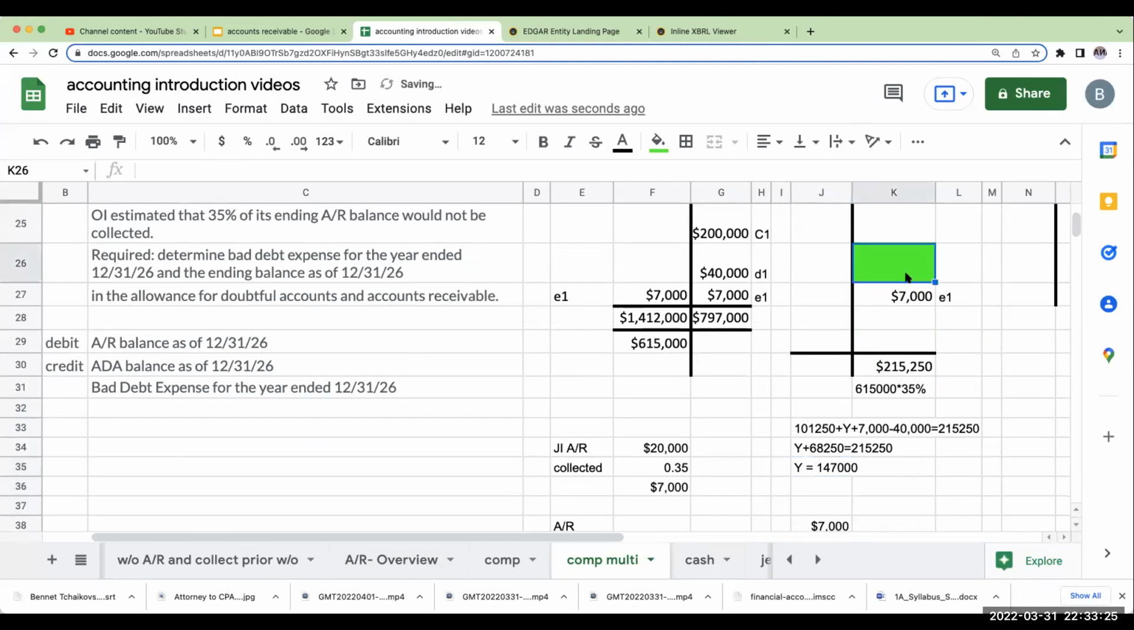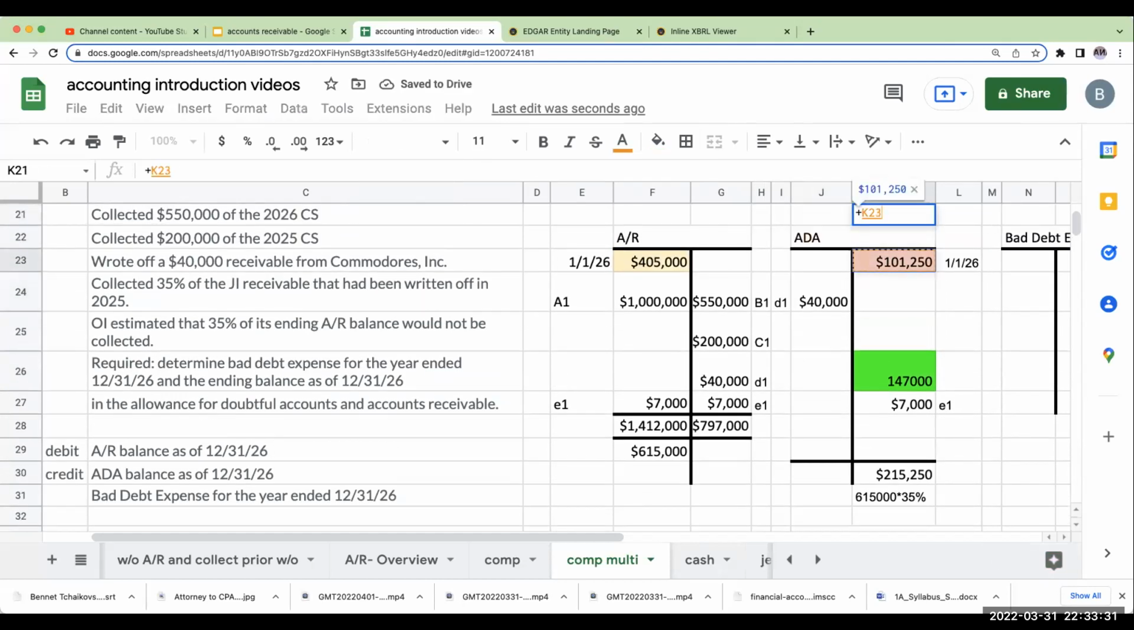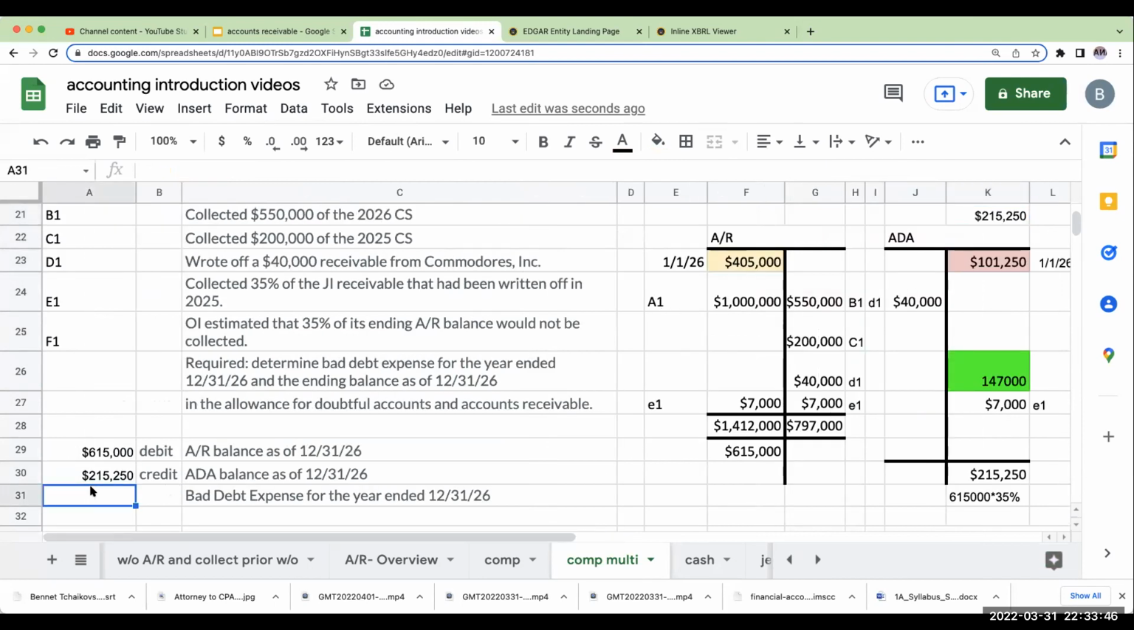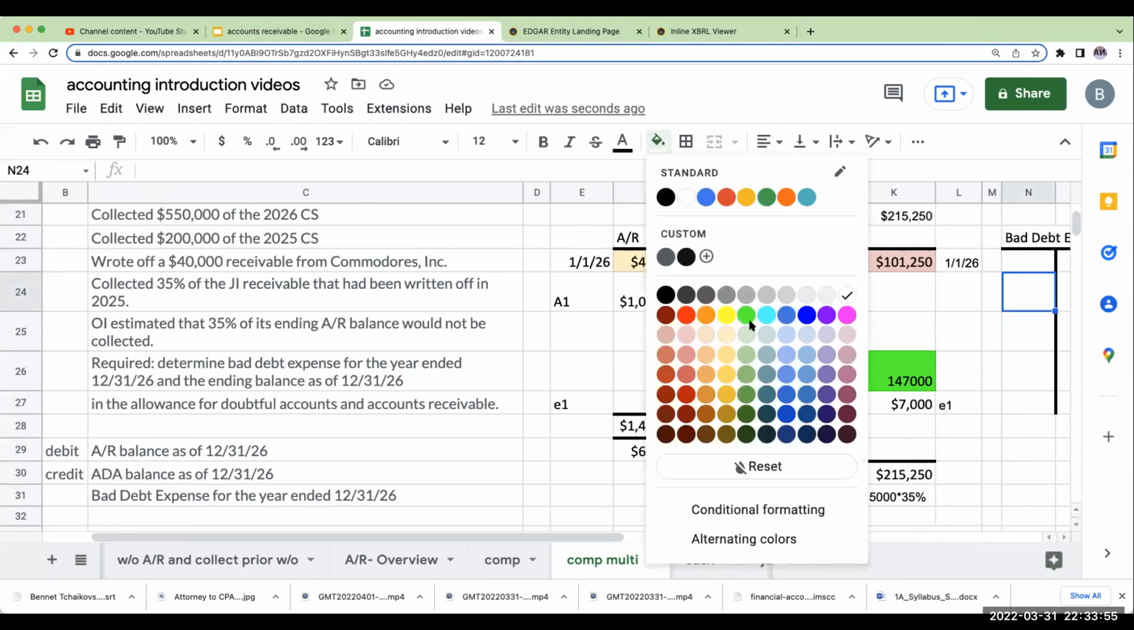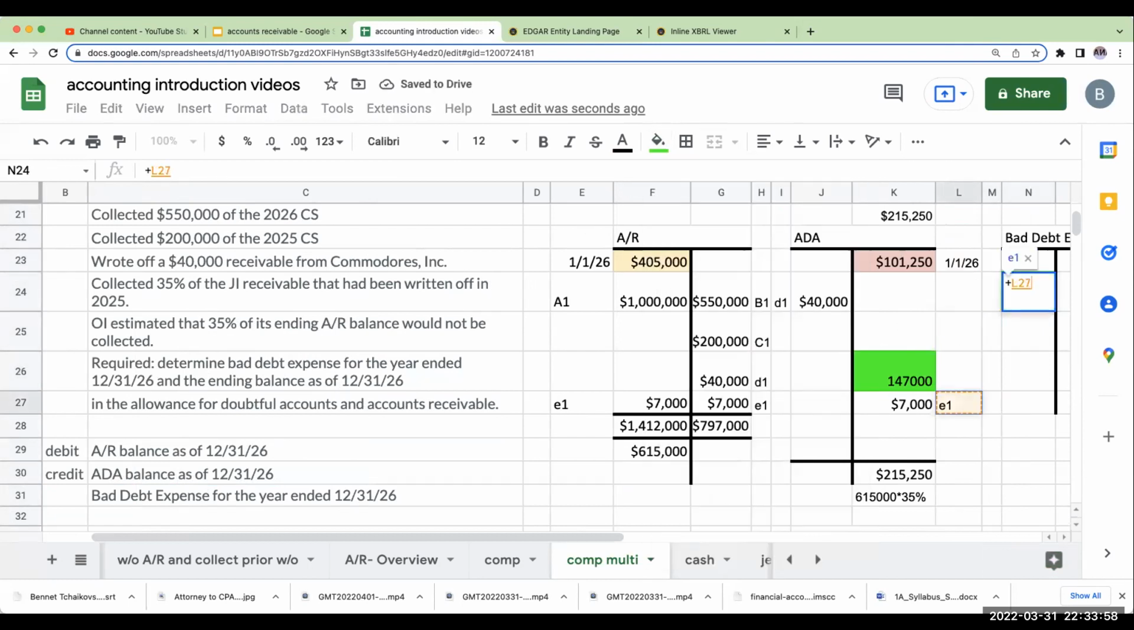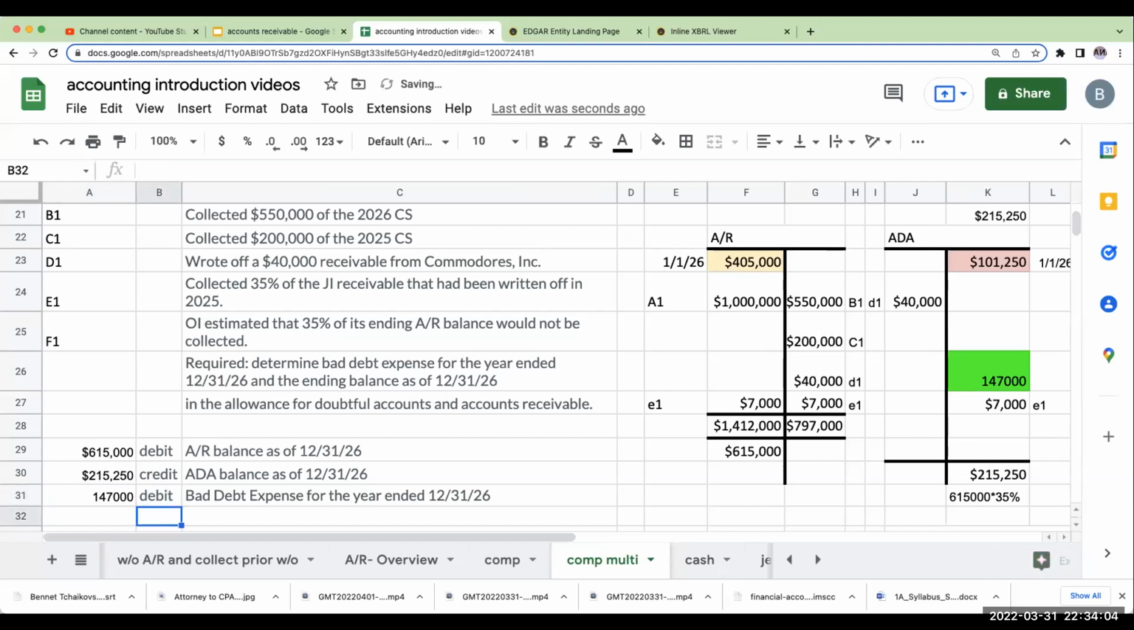Let's make sure that it works. Okay, so if I take 101,250 plus 147,000 plus 7,000 minus 40,000, that's going to give me 215,250. So I know I've done this correctly. So let's come over here. So my bad debt expense is going to be 147,000 because I'm going to credit the allowance for doubtful accounts, and then I'm going to debit bad debt expense for the 147,000. Okay, and that's how we do a multi-period accounts receivable question.